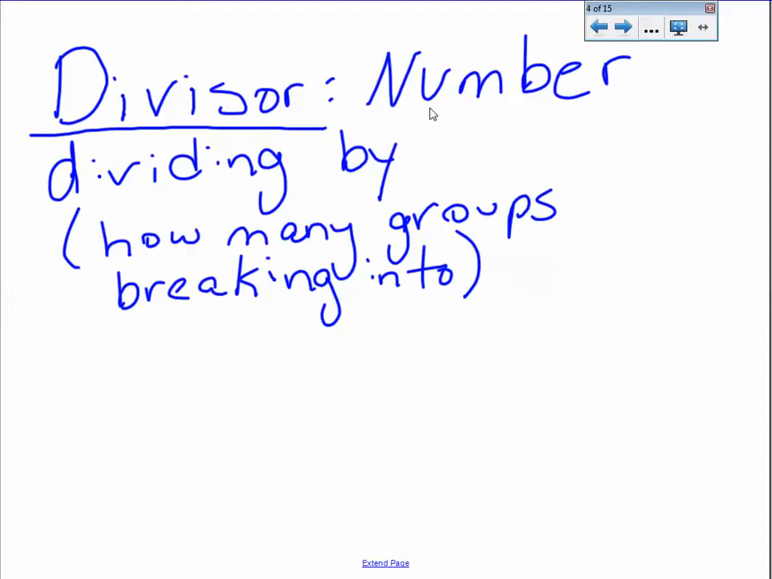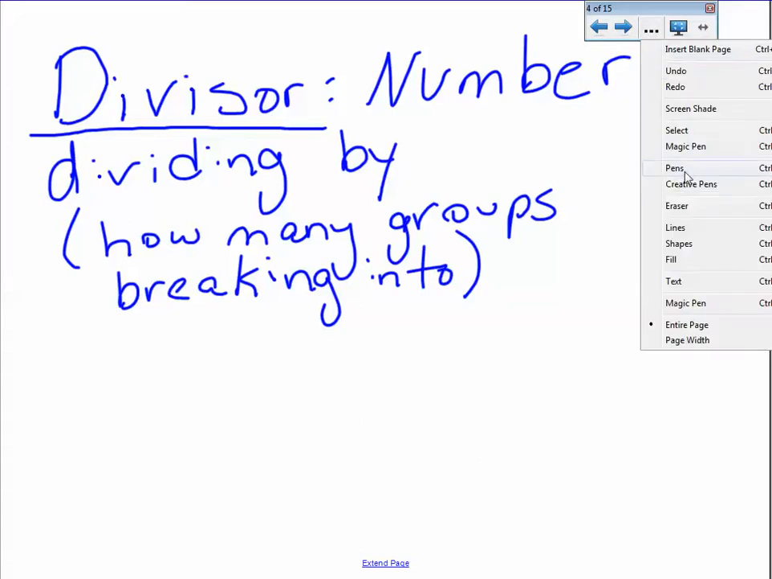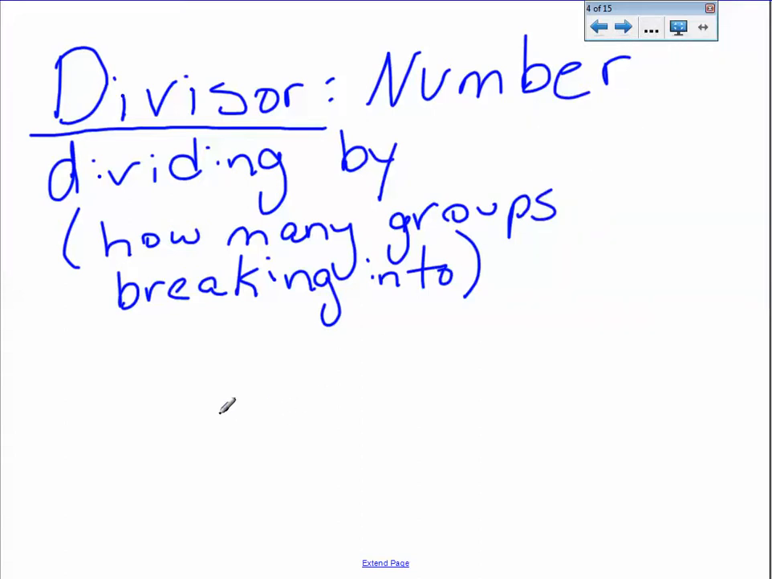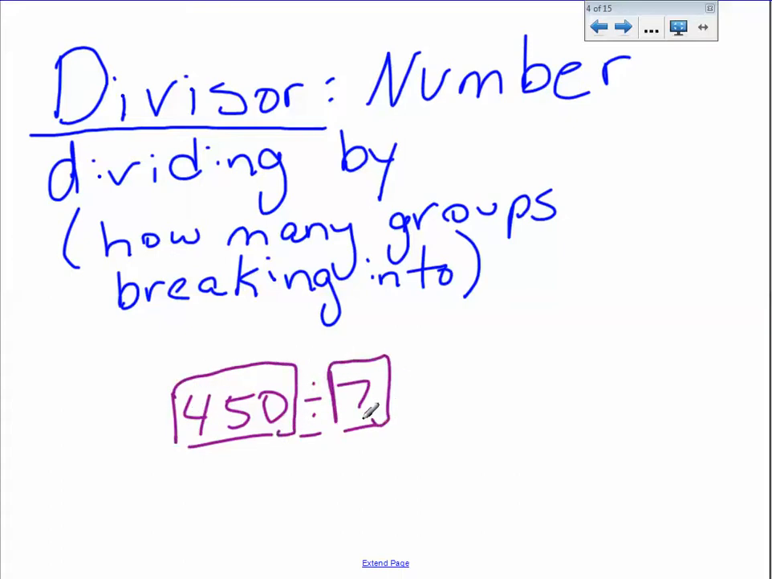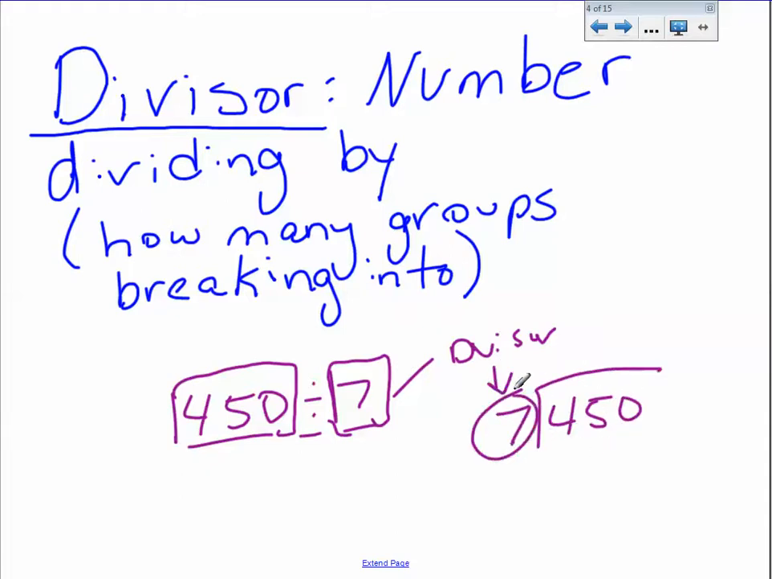So the divisor is the number you're dividing by, or how many groups you're breaking it into. One of the things we look at when we do this is, say the problem was written like this: 450 divided by 7. Well, the 450 is being chopped up and it's being divided by the 7. We're putting it into 7 groups. So this becomes my divisor in this situation. And if I wrote it, I would write it like this when I was working it. And again, there's my divisor. It doesn't change in that situation.